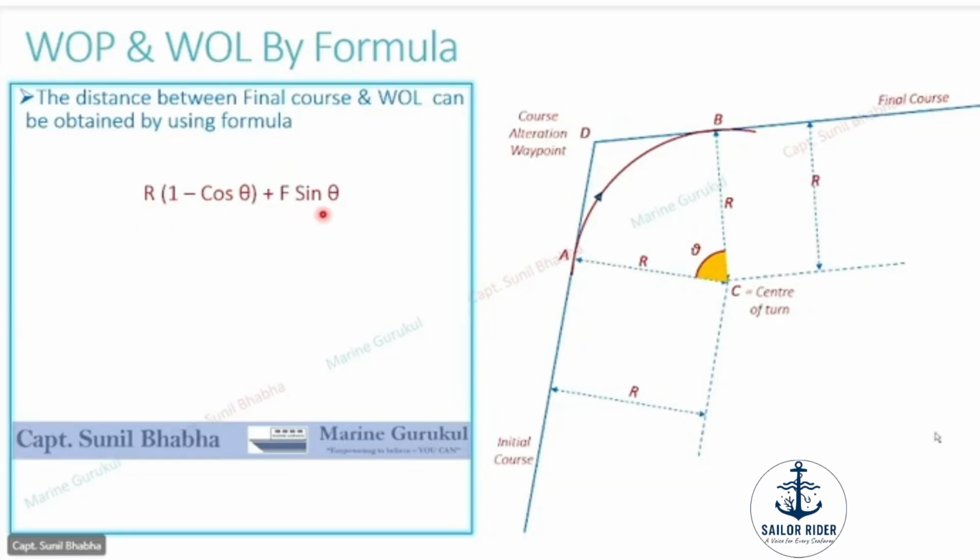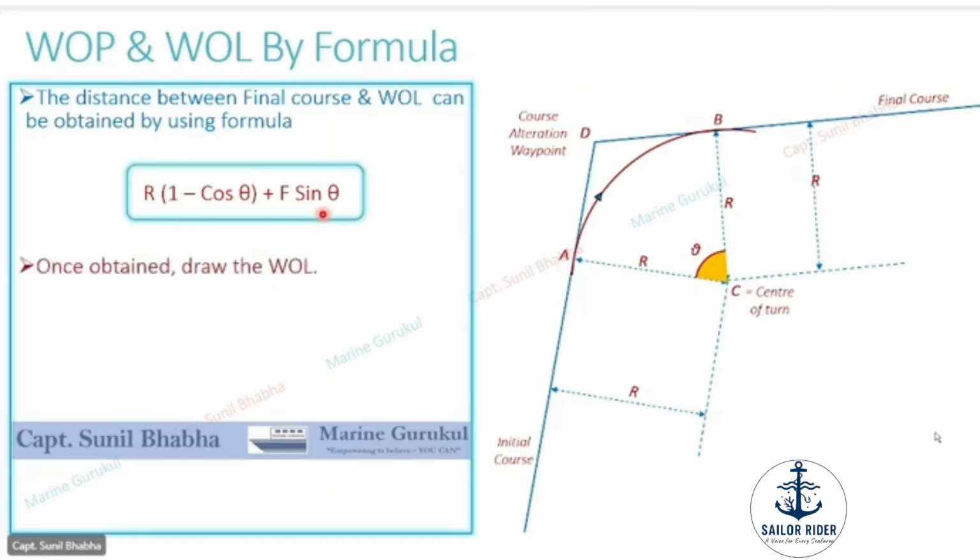Now when this distance is obtained, we can easily draw the wheel over line. How do we draw the wheel over line? We pick any point of our choice on the final course. Let us assume that we have picked this particular point. You can follow the laser pointer. This point is picked up on the final course.